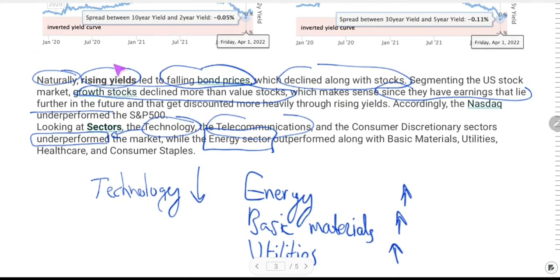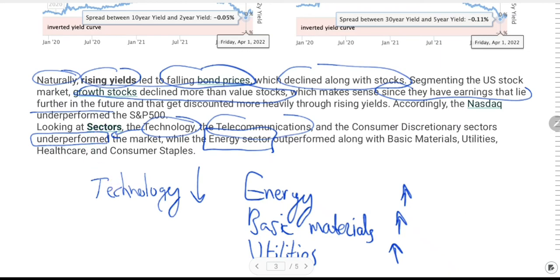In general, when we have an environment of rising yields, we have a fall in the bond prices, which are declining along with stocks, and the growth stocks, those are the small companies that are expected to grow at a higher pace, are declining more than the value stocks, which are more stable stocks like Coca-Cola, etc., because they have earnings that lie more in the future. So they underperform the SP 500. Nasdaq underperforms because it includes the growth stocks.